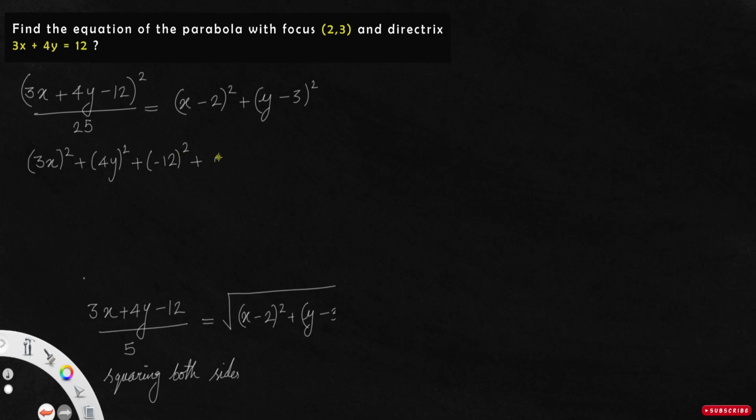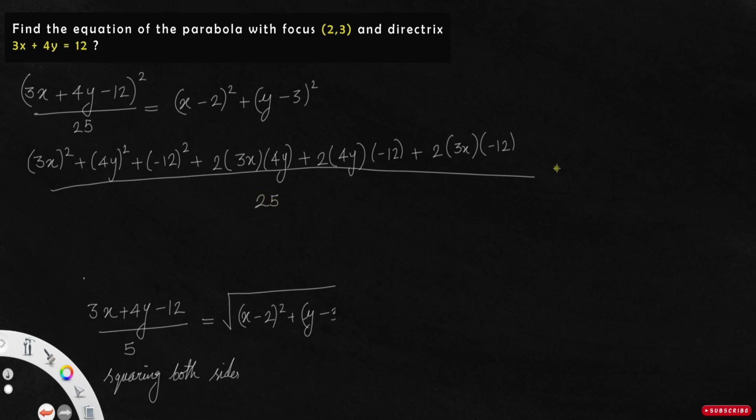12 square plus 2 into AB, that is 3x into 4y, plus 2 into BC, that is 4y into minus 12, plus 2 into AC, that is 3x into minus 12. So this is the expansion of this one, whole divided by 25. On expanding this you will get x square minus 4x plus 4, that is a minus b whole square, plus y square plus 2 into 3 is 6, so minus 6y plus 9.